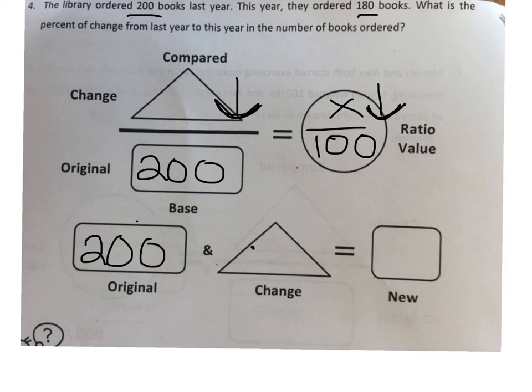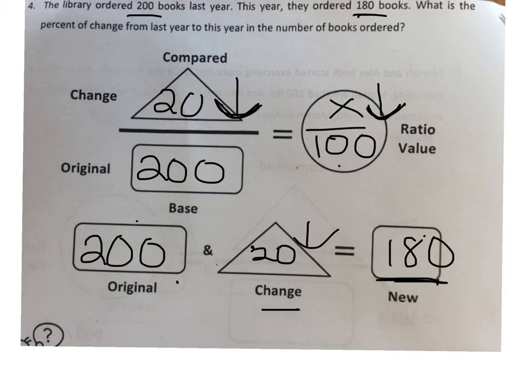We know they ordered 180, but it doesn't mean that there's 180 down. They didn't order 180 less. They ordered 180 books. That's the new total. So now we just have to figure out this bottom section because we only have 2 of the 3 numbers here. So if you were at 200 and now you're at 180, mental math should be able to tell you that it must have gone down by 20. So basically they ordered 20 less. So that's going to go up to this spot. That's going to be 20 less. I now have my 3 numbers in my diagram.